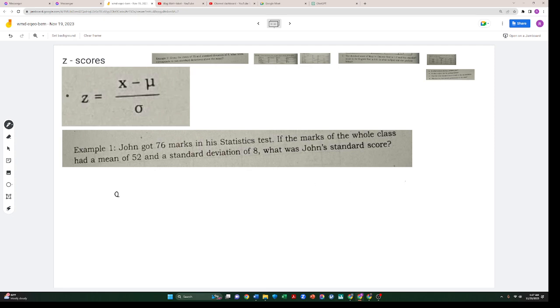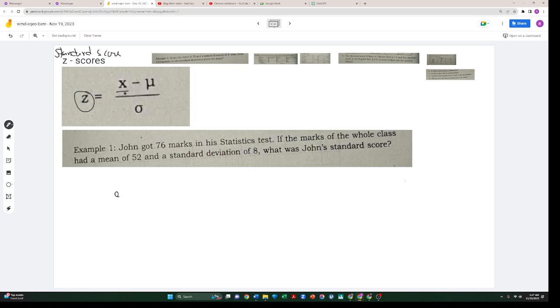Z-scores, also known as standard scores, measure how many standard deviations an observation is above or below the mean. A positive z-score measures the number of standard deviations a score is above the mean, and a negative z-score means the number of standard deviations a score is below the mean. A z-score can be computed with this formula.